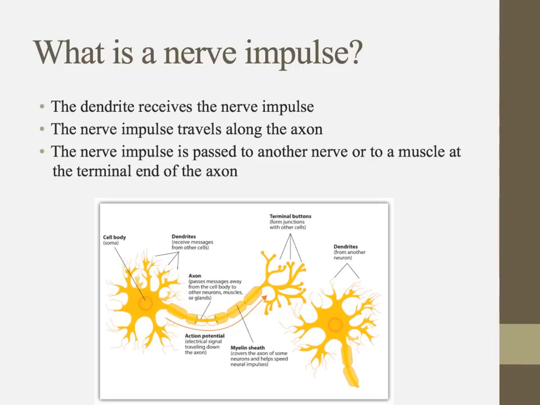So again, just another look at how these nerve impulses travel. We're going to start at the dendrite. They're receiving messages, so that's where this impulse is going to start. It's going to travel along an axon. It's going to reach the axon terminal, and then that message is going to get passed off to the next neuron.